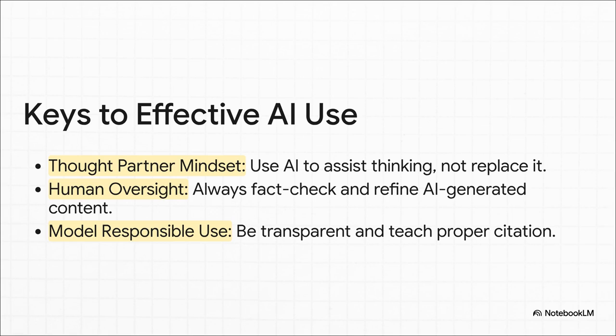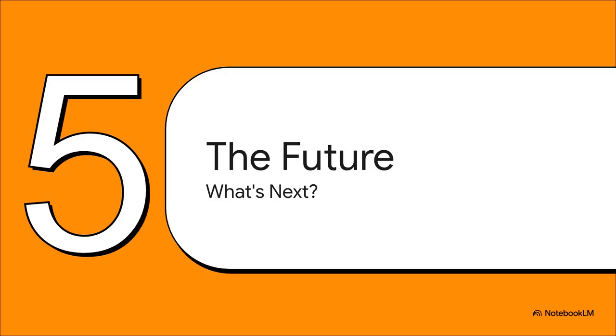And that brings us to 3 core principles. First, you have to think of this as a thought partner, not a replacement. You are still the expert. Second, and this is a big one, you must always maintain human oversight. AI can make mistakes or hallucinate, which is a fancy way of saying it can just invent facts, so you have to review and fact-check its work. And finally, we have to model responsible use for our students, teaching them to be transparent and to cite AI properly.